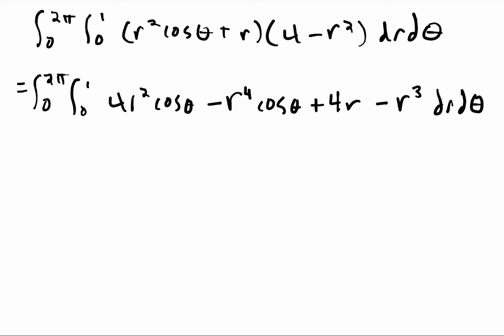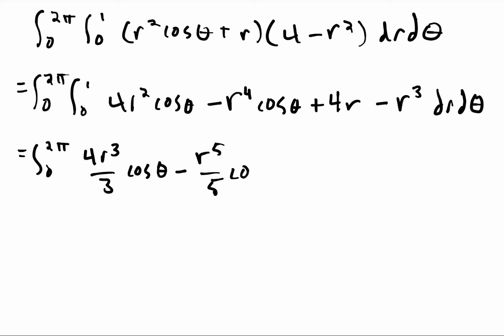Now if I antiderive with respect to r, what I'm going to get is 4r cubed over 3 cosine theta. The cosine theta is a constant coefficient here. Minus r to the 5th over 5 cosine theta. And the cosine theta is a coefficient here. And then on the end, I'll get a 2r squared, and also a minus r to the 4th over 4. Now, that was me antideriving with respect to r.